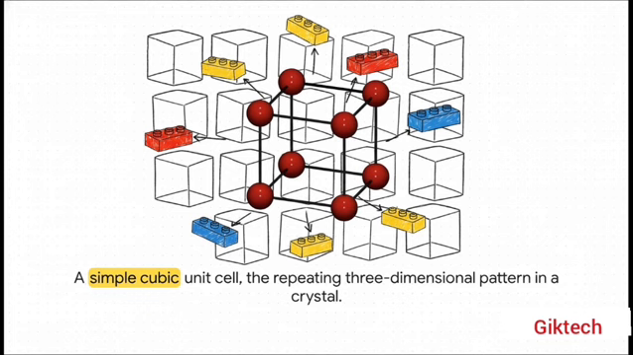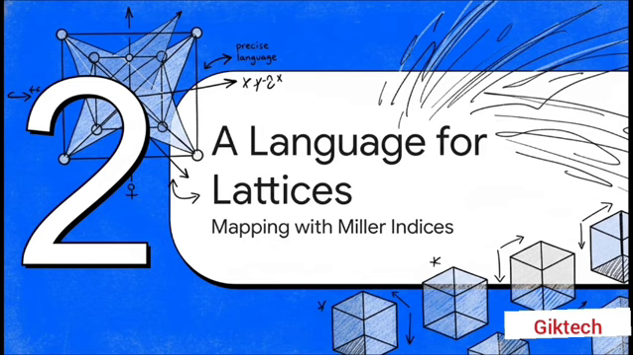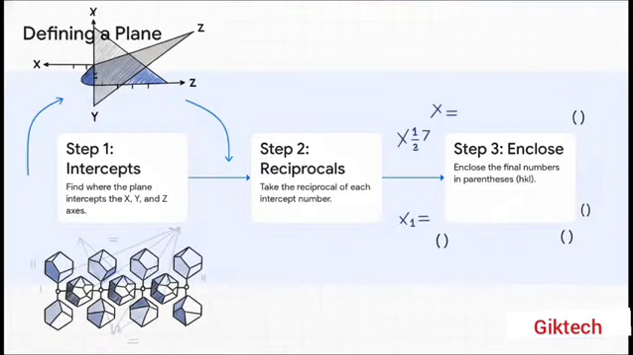It's that fundamental. Now, to talk about all the different directions and planes inside this tiny atomic grid, we can't just point and say, that way. We need a precise universal language. And for crystallographers and material scientists, that language is called Miller indices. Think of it like a coordinate system, like a GPS for the crystal's internal structure. It's a pretty clever three-step process. First, you just find where a plane cuts through the X, Y, and Z axes. Simple enough. Step 2, and this is the really clever part, you take the reciprocal of those numbers.